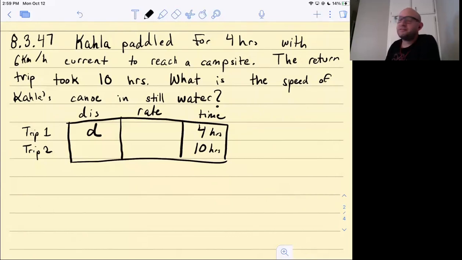So in effect, it's very similar to a catch-up problem where they're both meeting up. They start at the same spot, they end at the same spot. Here it's a round trip because you're going back and forth. So that's a nice thing to know about round trip problems.